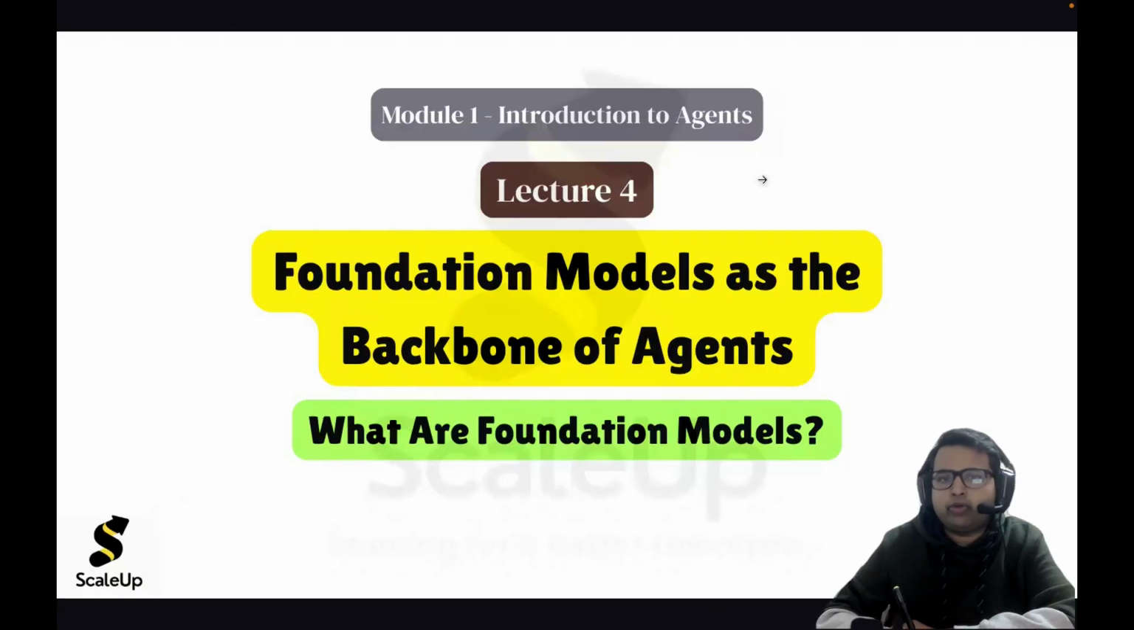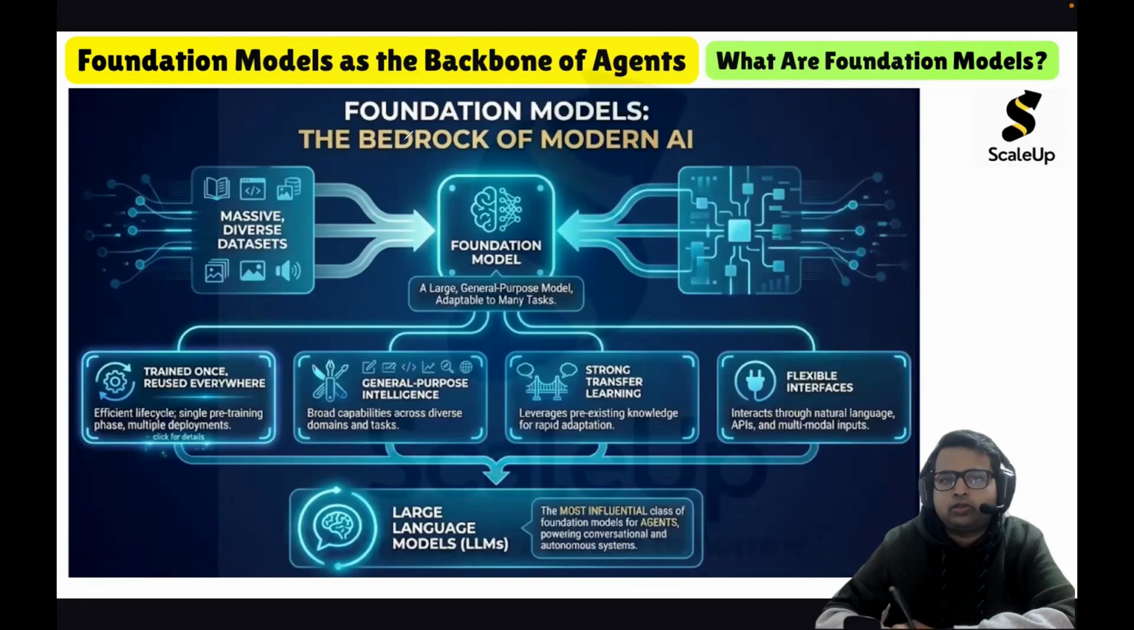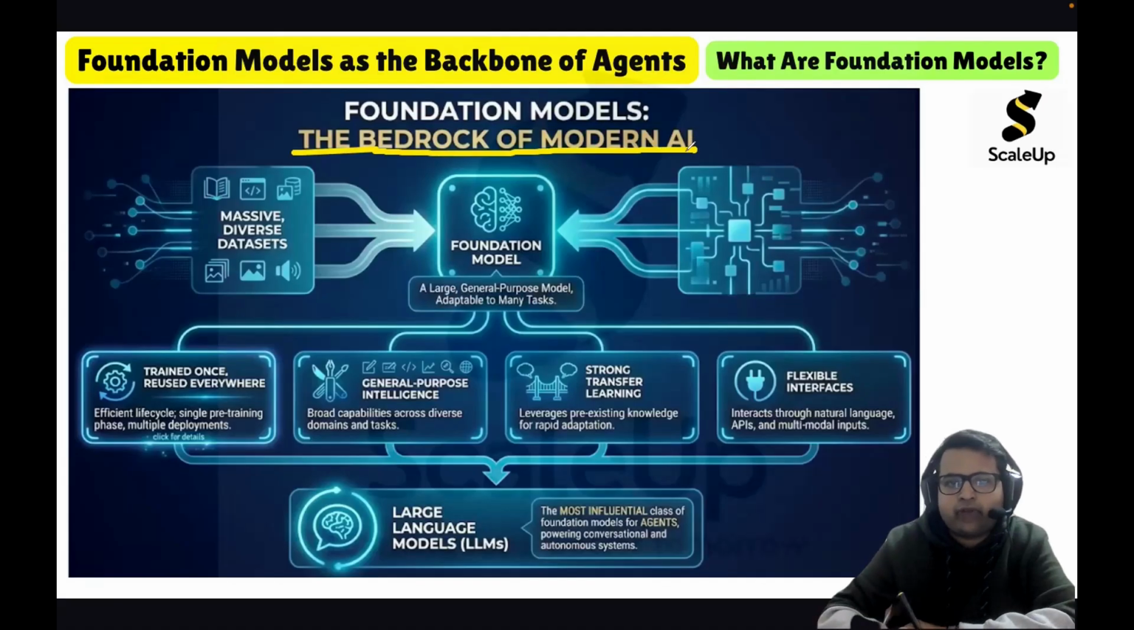So this is module 1, Introduction to Agents, lecture 4, Foundation Models as the Backbone of Agents. And the first topic is what are foundation models? Foundation models are the bedrock or the backbone of modern AI. They are basically a large general purpose model adaptable to many tasks.